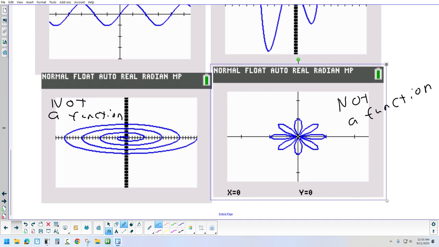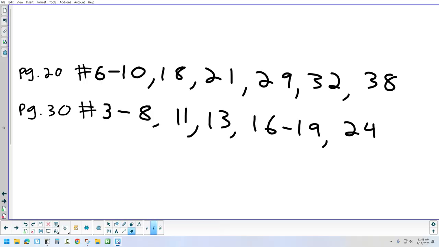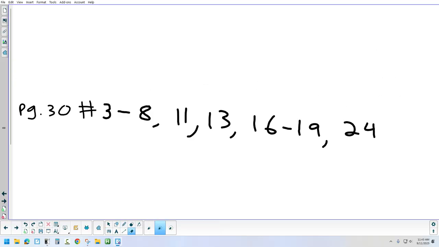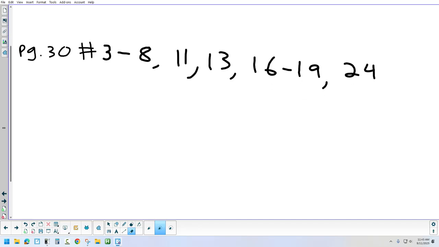Okay. All right, so homework for tonight. We already did page 20 last night. It would be page 30. It's 3 through 8, 11, 13, 16 to 19, and 24. So tomorrow when you come in, we'll go over that, and that's all we're going to do for tomorrow. Just review the homework, and then our first test will be next academic week.